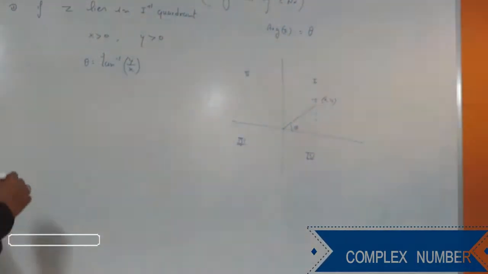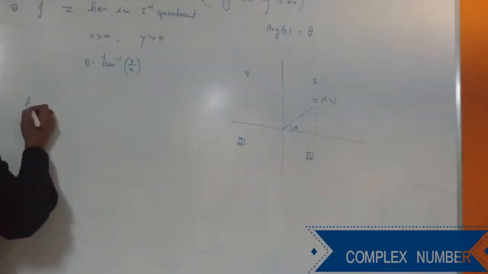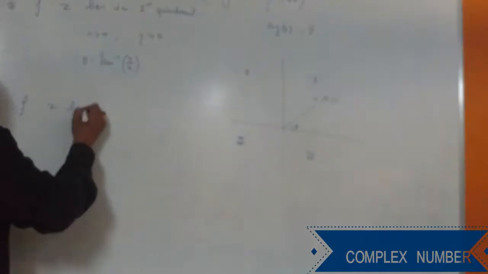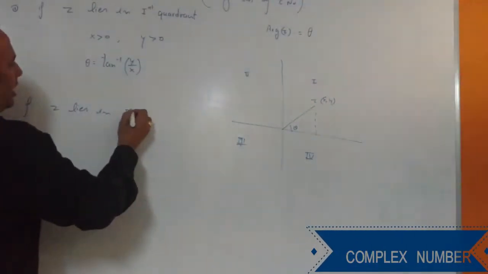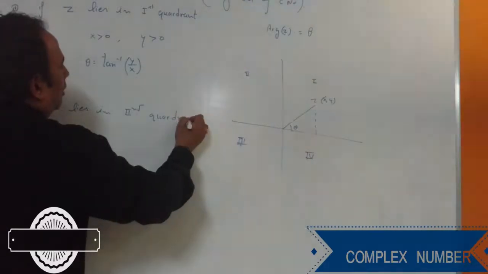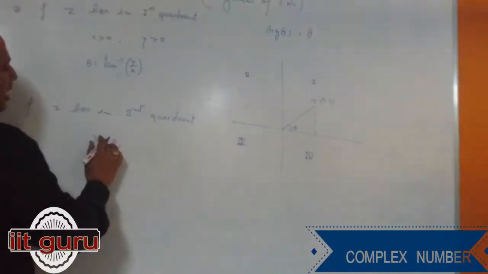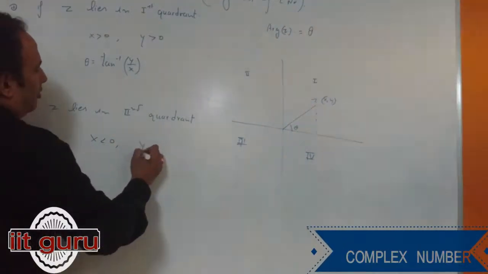Now second, if z lies in the second quadrant, then x is negative and y is positive.